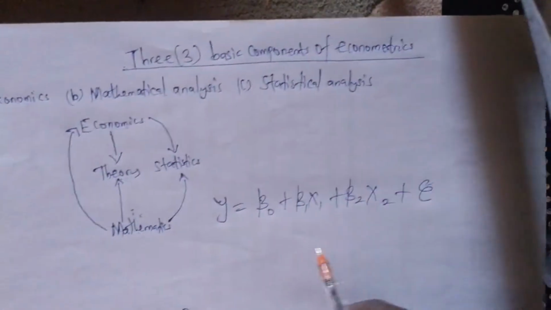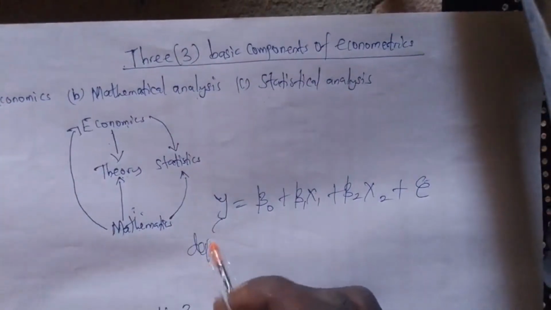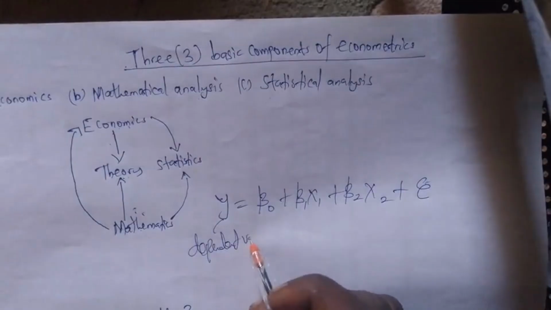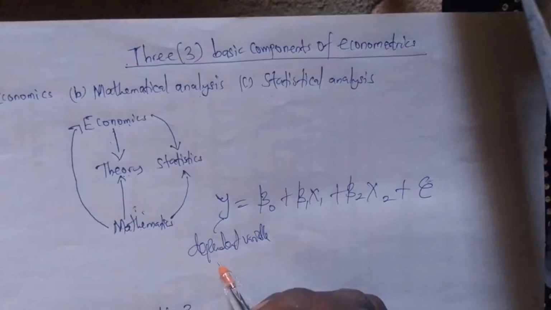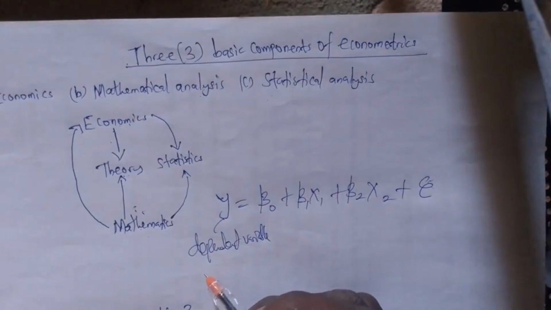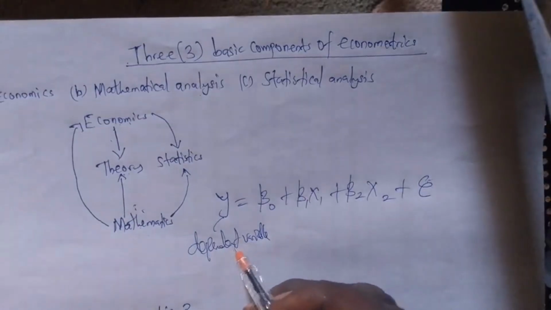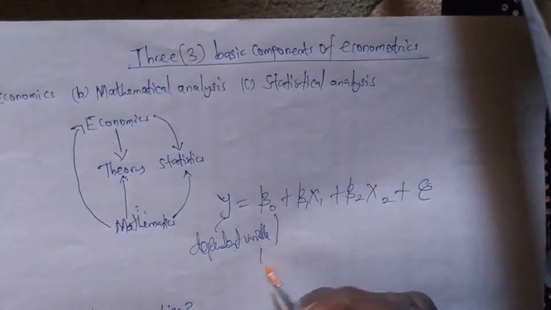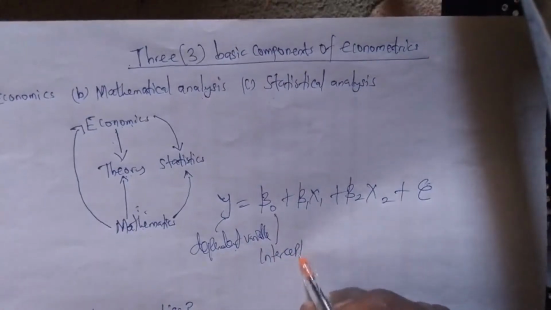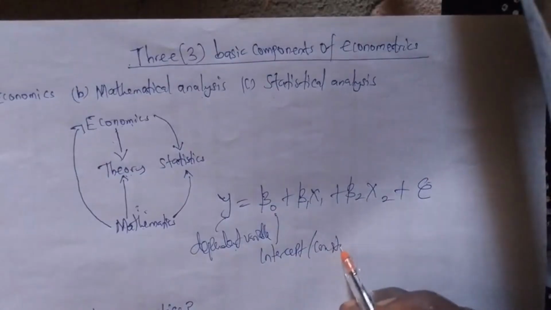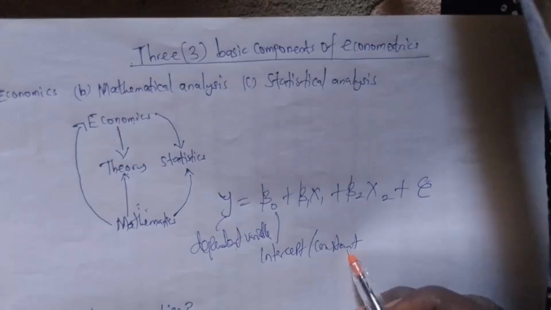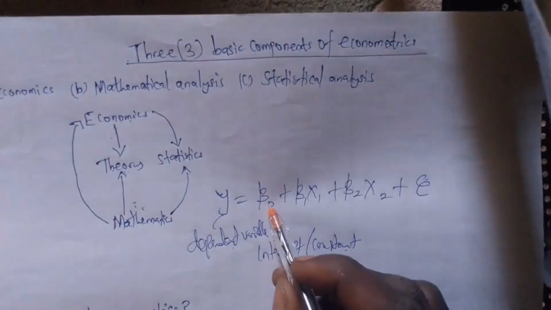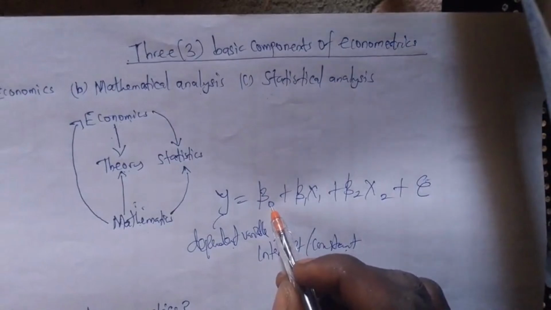Error term. Now this y is called the dependent variable. The dependent variable is the variable that we want to explain or want to predict, while this one, β₀, is called the intercept or constant. This is the starting point. Beta naught is the starting point or the baseline.